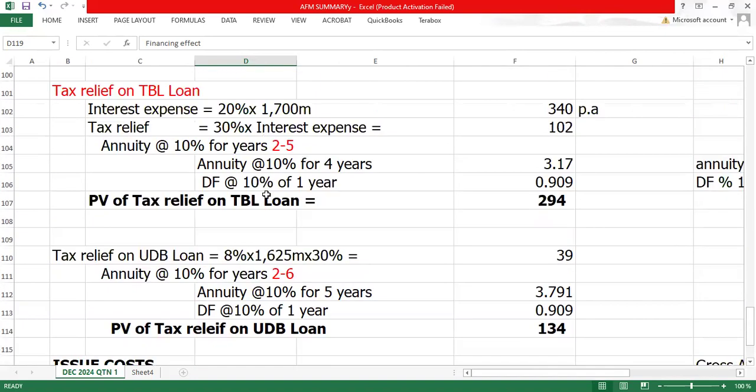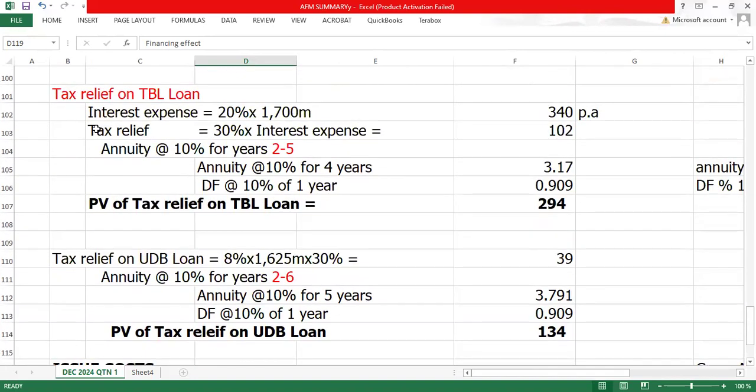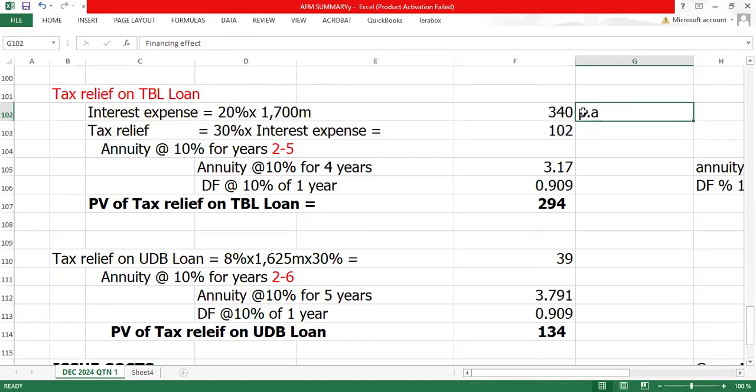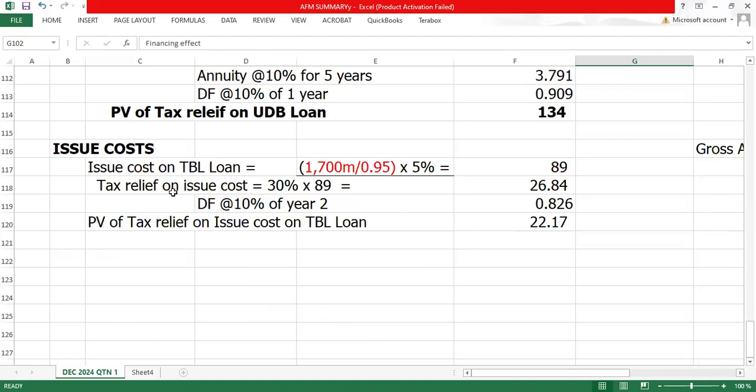Remember, as we are determining tax relief, this is tax relief on interest expenses. These interest expenses are per annum, per year, so you're looking at more than 1 year. But this issue cost is actual. In actual sense, issue cost should be discounted using year 0, because it is as at that date, currently.